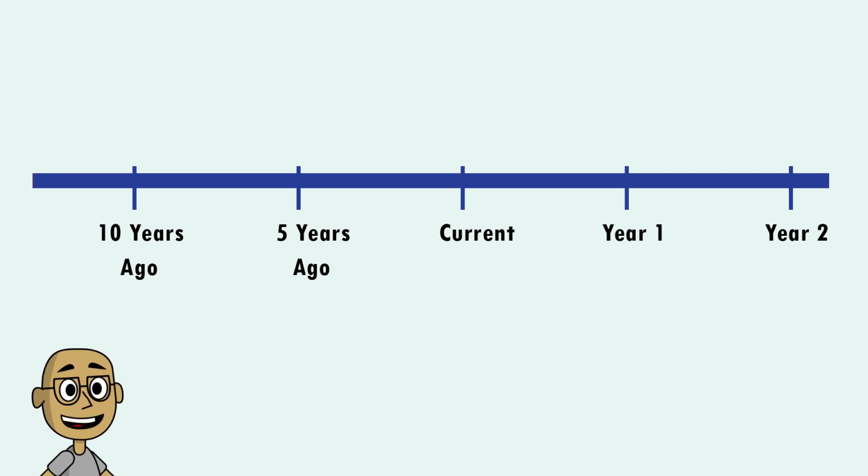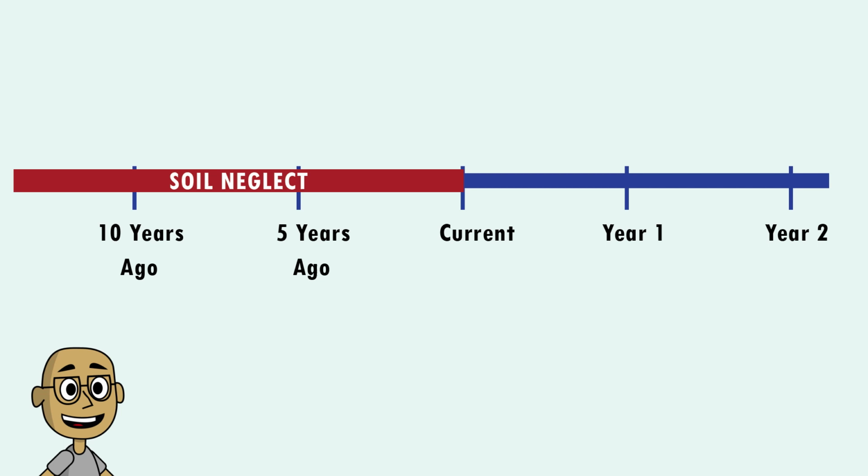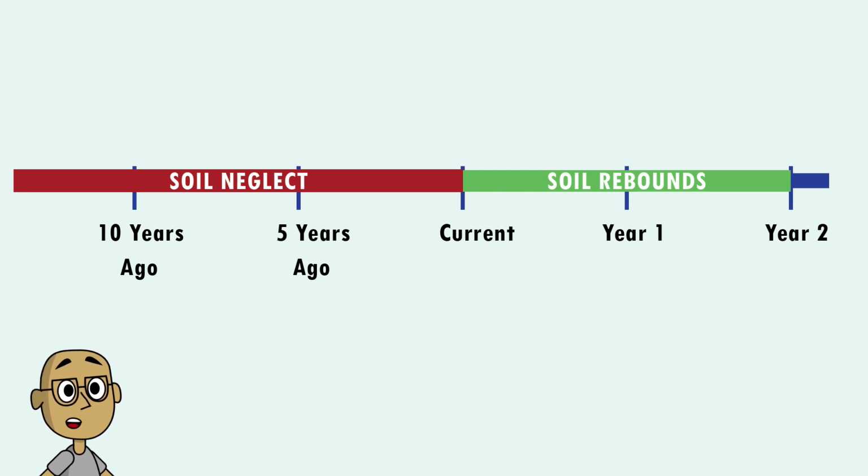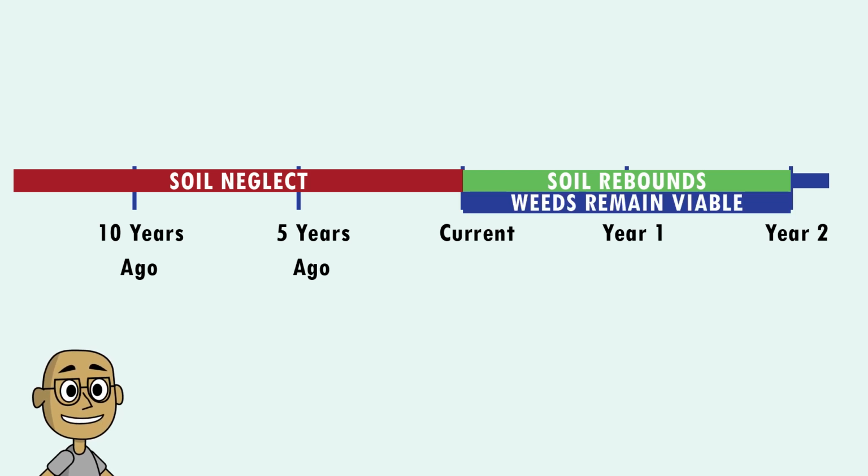I want to highlight that many of the soil issues were created over years, if not decades of soil neglect. Fortunately, soil can turn around quickly in one season and start moving in the right direction, but it takes several years to fully rebound. Keep in mind that most annual weeds remain viable for 2 to 3 years, so it's important to commit to staying on top of weeds during this transition period.